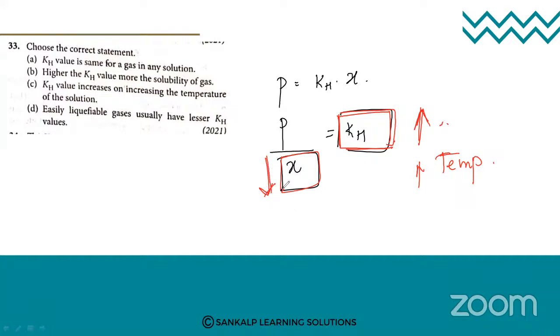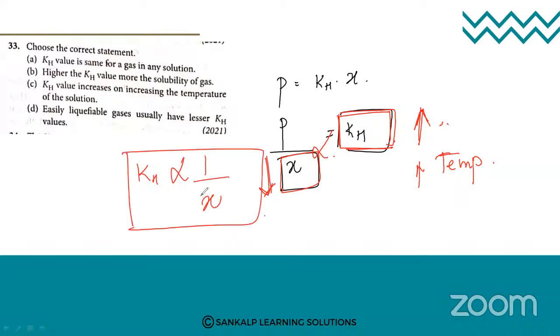It will decrease. Why? What is the reason? Because it is inversely proportional. Okay. KH is inversely proportional to solubility. That is your solubility of gas. So KH value, what will happen? It increases on increasing the temperature of the solution.